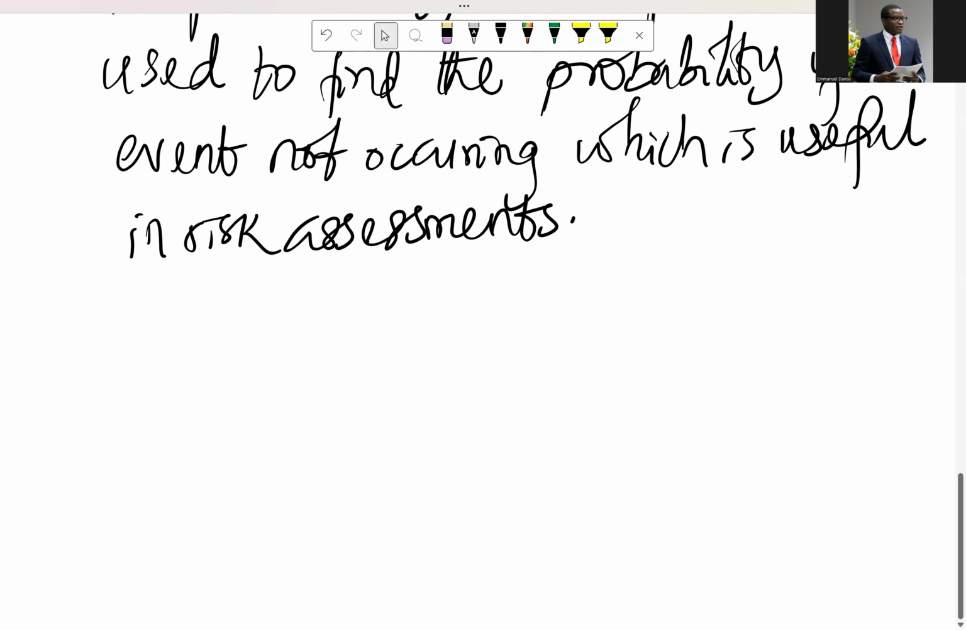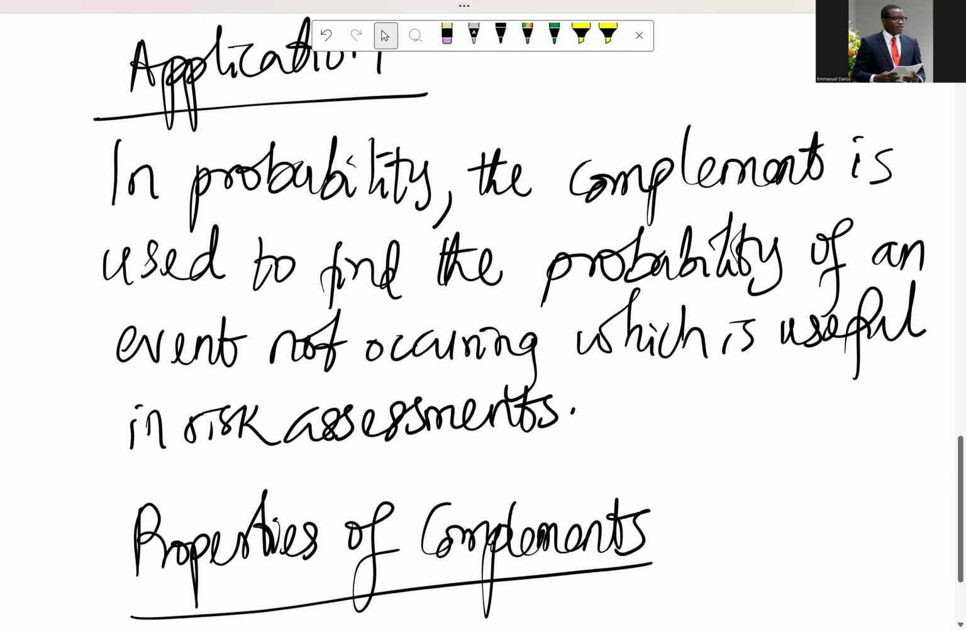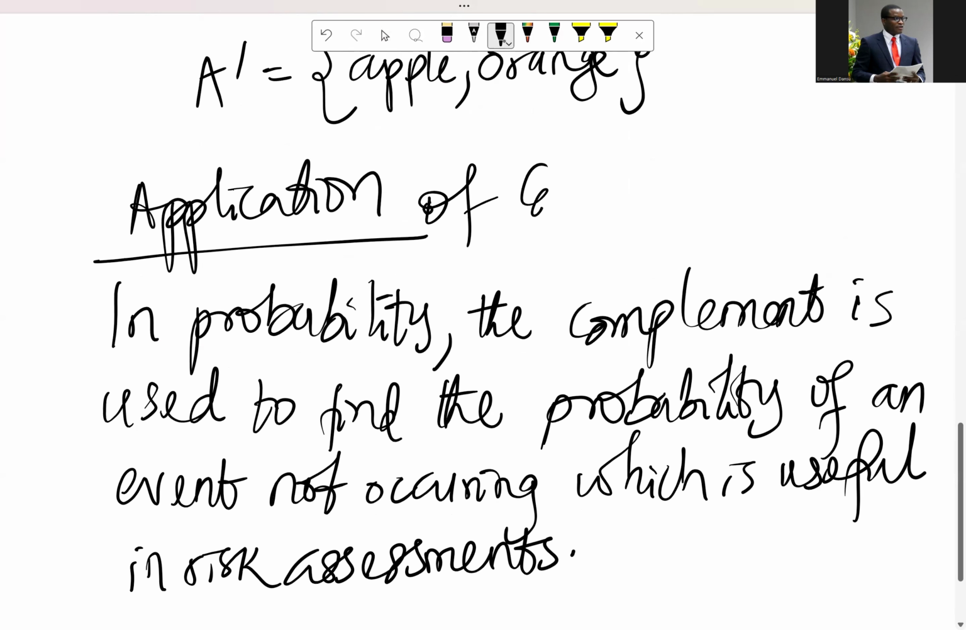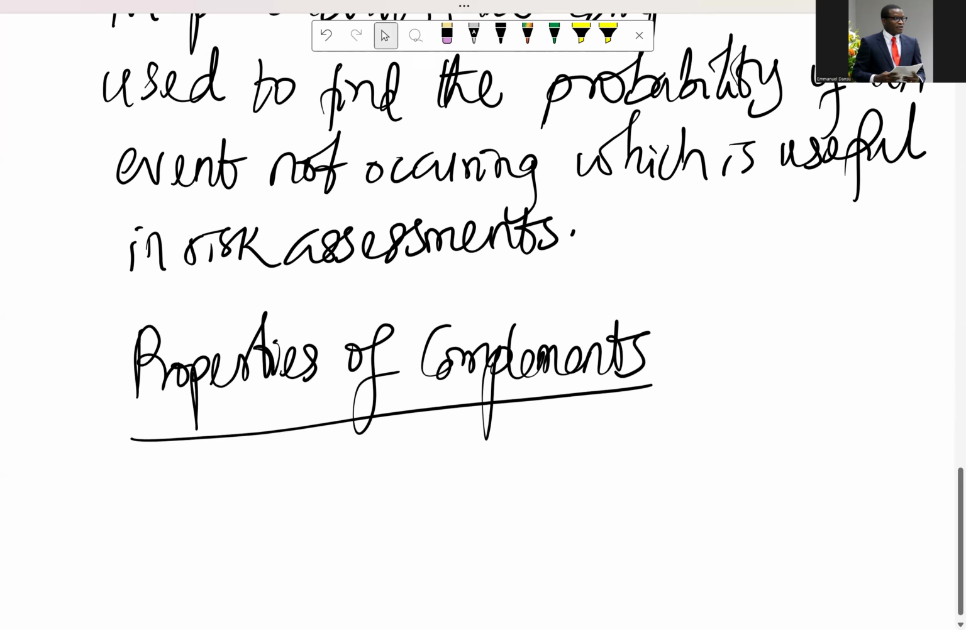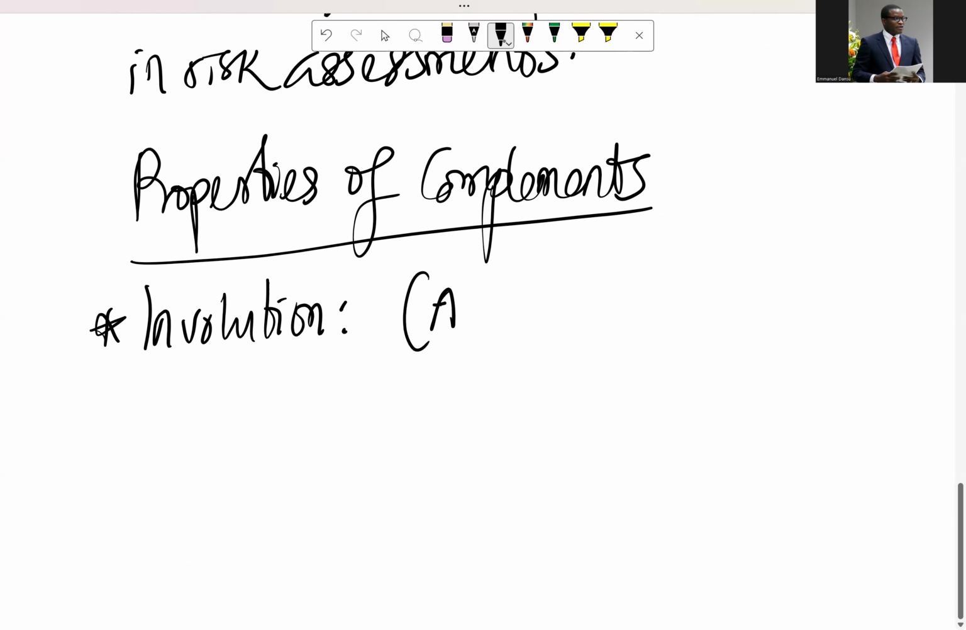All right. So let's talk about properties of complements. You know, we just talked about applications of complements. What are some properties of complements? Let me complete this. Okay. All right. Properties of complements now. The first property is what you can call involution. And what that simply means is that the complement of the complement of a set is equal to the set itself.